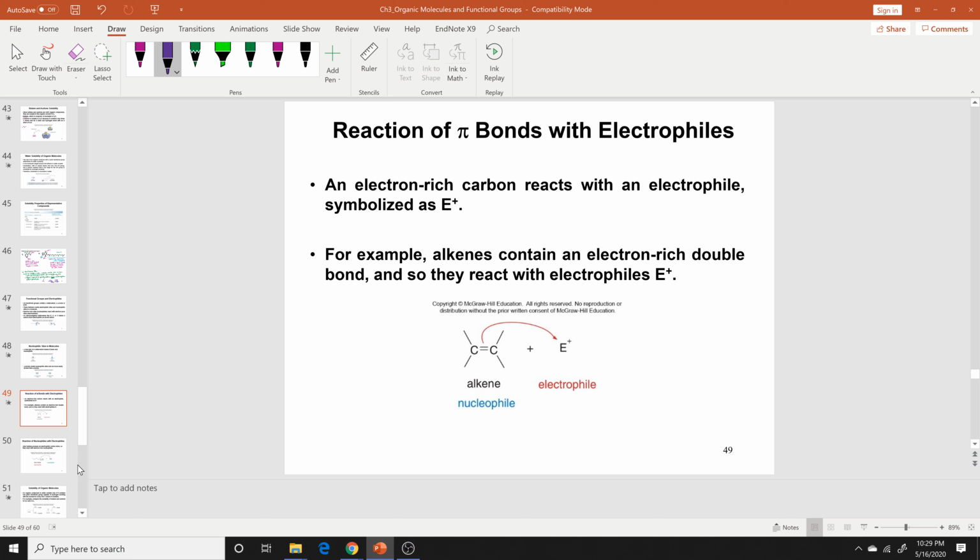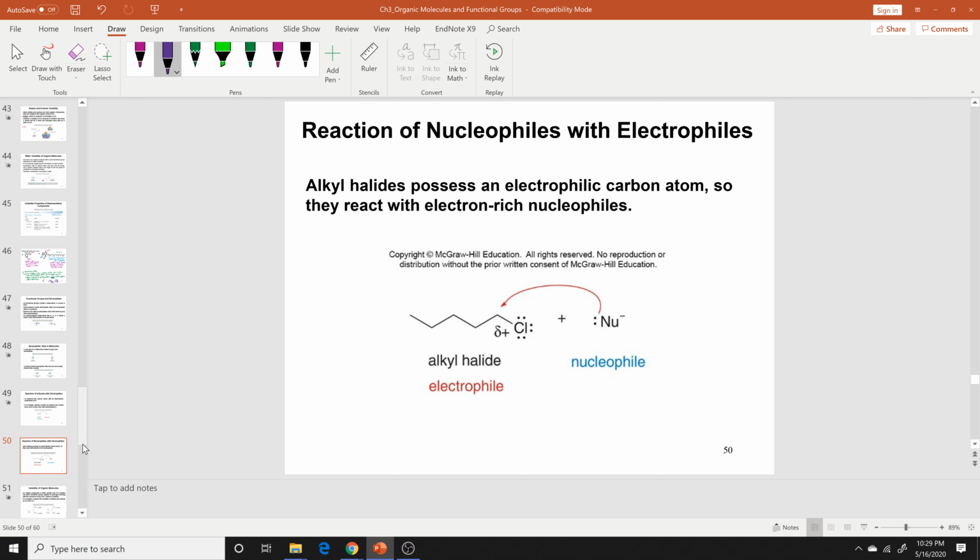Nucleophiles react with electrophiles by a Lewis acid, Lewis base reaction. If you have a nucleophile that reacts with the alkyl halide, where the carbon is partial positive, then your arrow is going to be from the nucleophile towards the carbon of the alkyl halide.